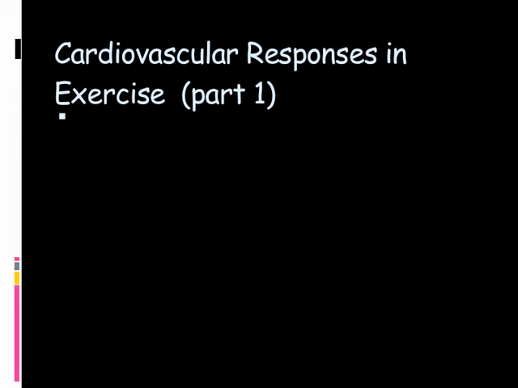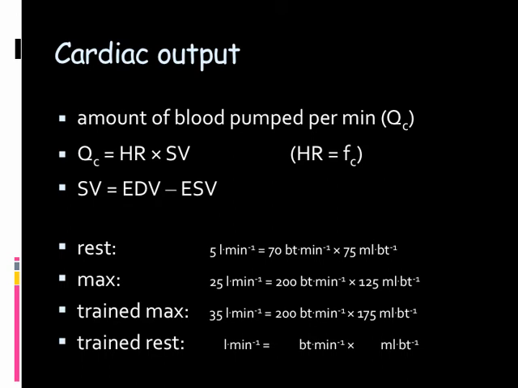This will be the first of 3 lectures on the cardiovascular responses to exercise. We'll be talking in this first part about the cardiac output and factors that determine cardiac output. First of all, what is cardiac output? It's the amount of blood that is pumped from the heart each minute.